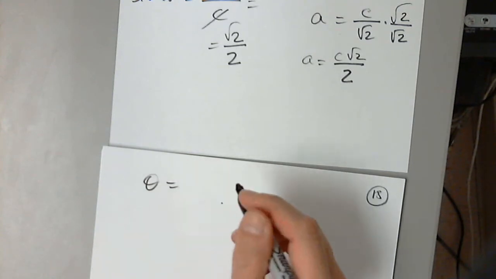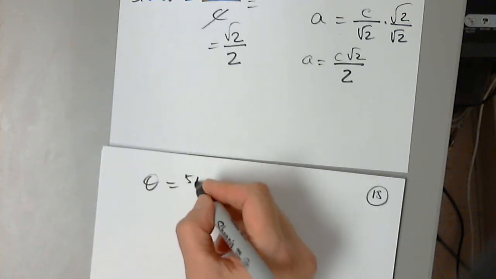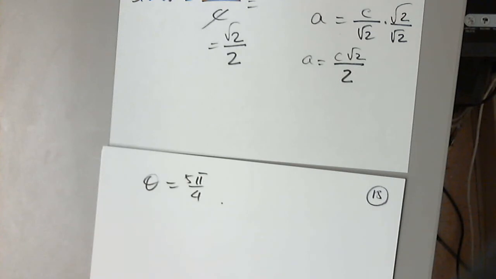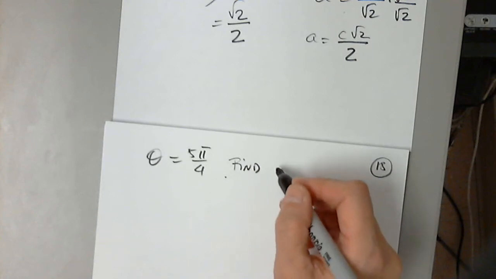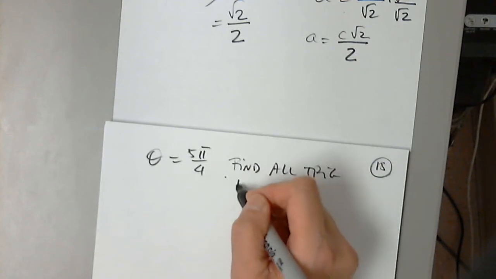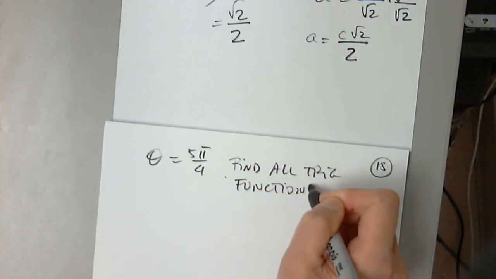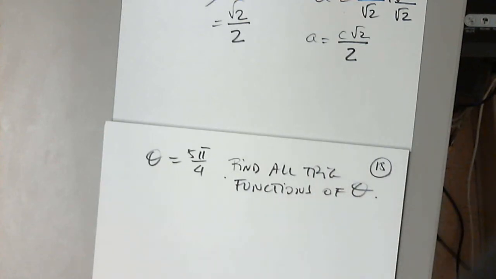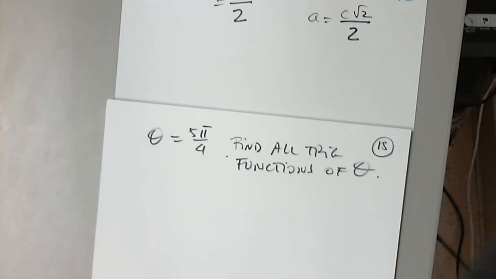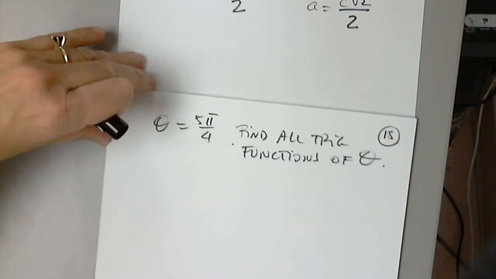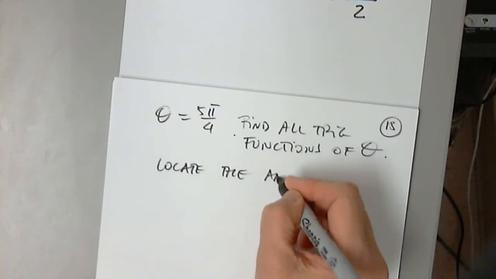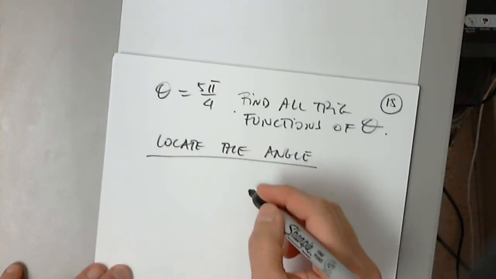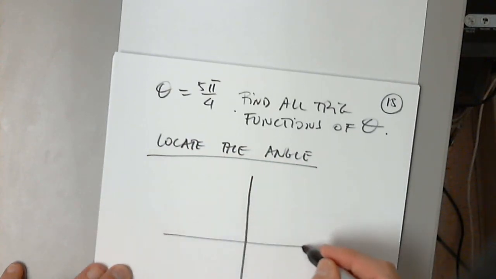Okay, so let's say theta equals 5 pi over 4. We're asked to find all trig functions of theta. So first we have to locate the angle. Where is it? I have no idea. In a moment, we'll find out.